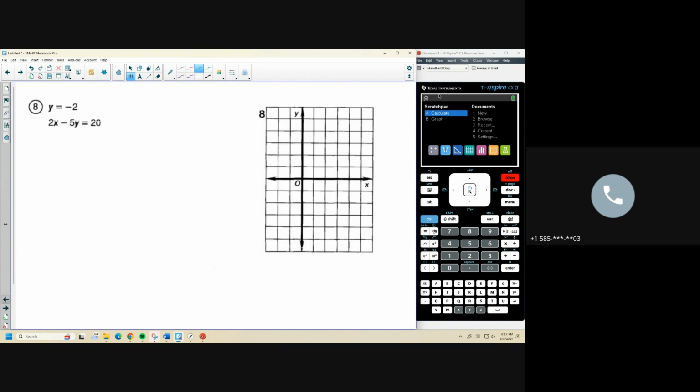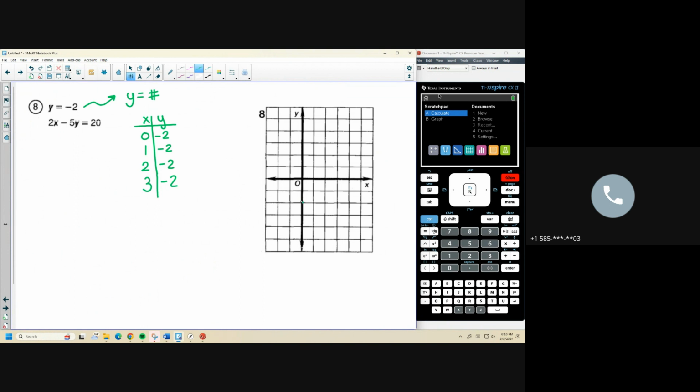Okay, next one, we're skipping to number 8. In number 8, y is by itself. I have y equals -2. This is y equals a number. There is no x. I find it helpful to just remind myself, I can set up a table for this. y is -2 no matter what. So when x is 0, y is -2. When x is 1, it's -2. When it's 2, when it's 3, and so on.